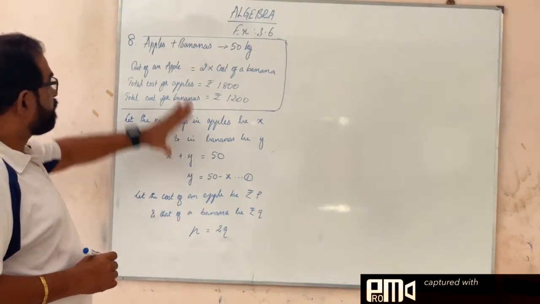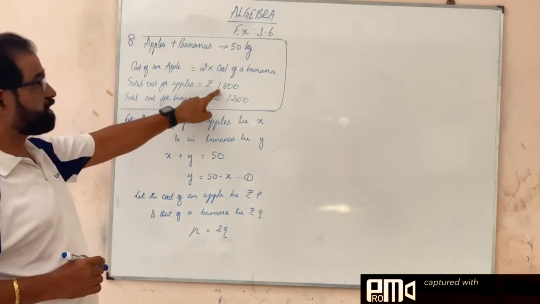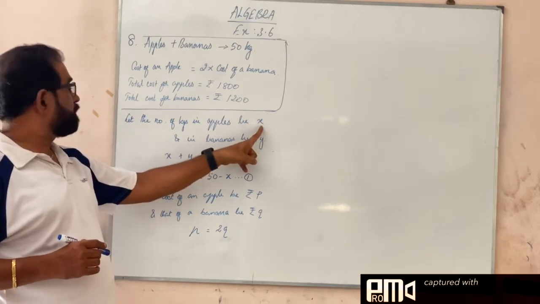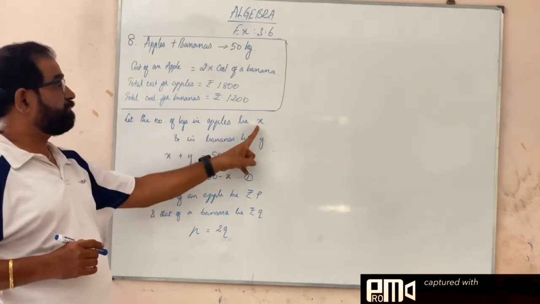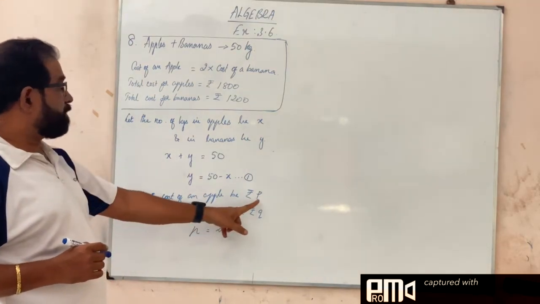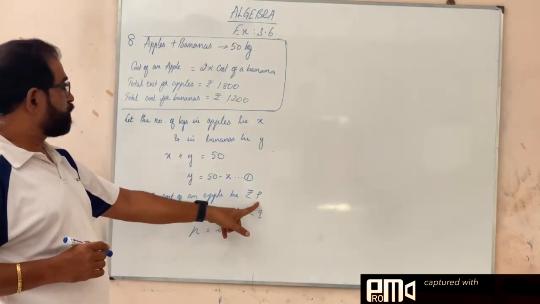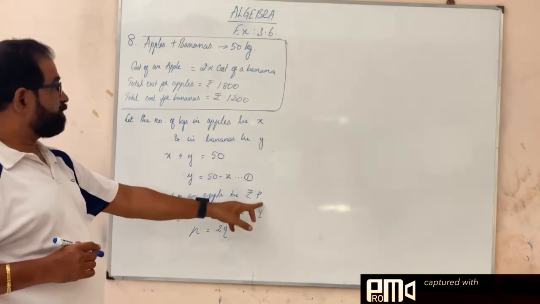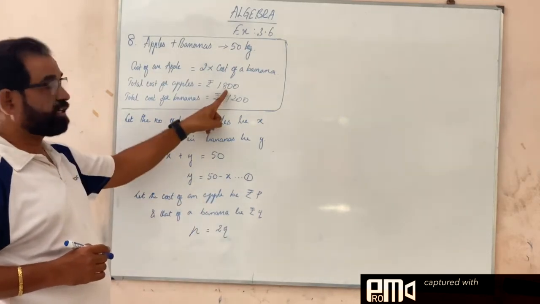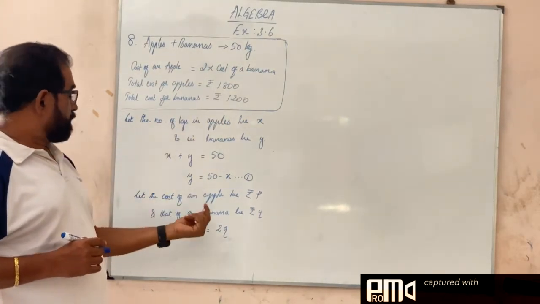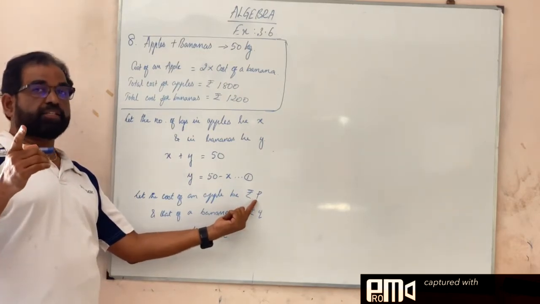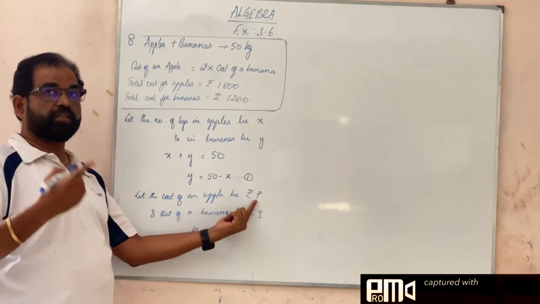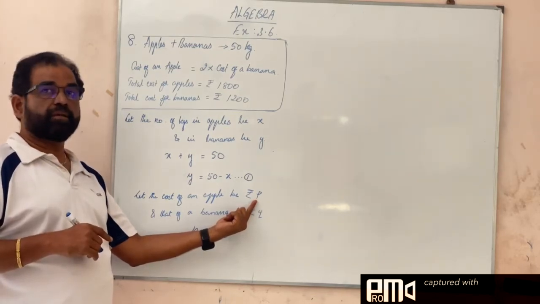All this information is from the problem, and the total cost of apples is 1800. See, the number of kgs in apples is x, and the cost of one apple is p. So what is the total cost here? Total cost of apples is px, and that is 1800. Cost of one apple is p, and she bought x kgs of apples, so x kgs means p into x.